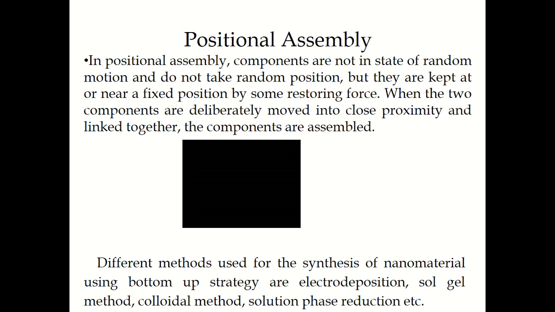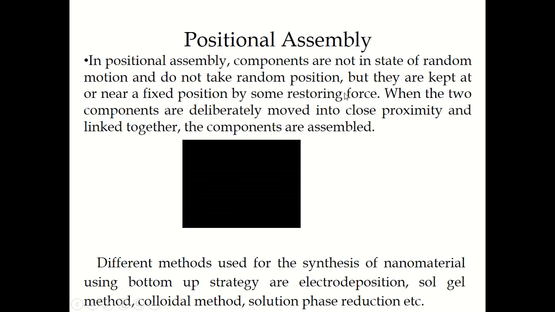The other type of bottom up technique is positional assembly. Now this positional assembly is exactly opposite to this molecular self assembly. In positional assembly, the atoms and molecules are kept at the desired position or kept near to the desired position by external restoring force. So in positional assembly, components are not in the state of random motion. They do not take random positions, but they are kept at or near the fixed position by some restoring force.